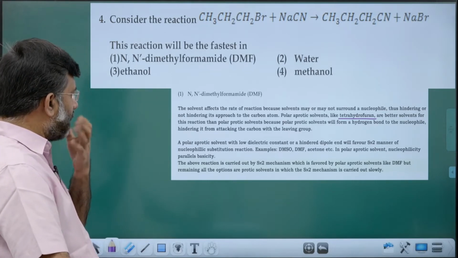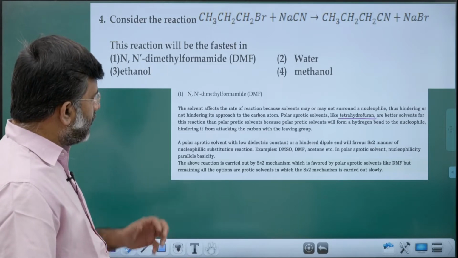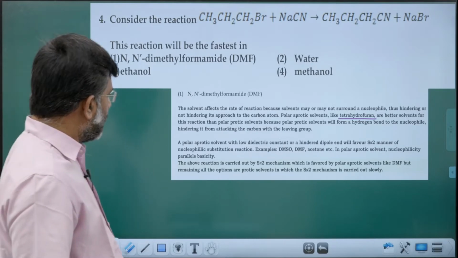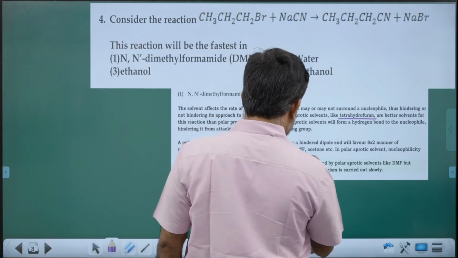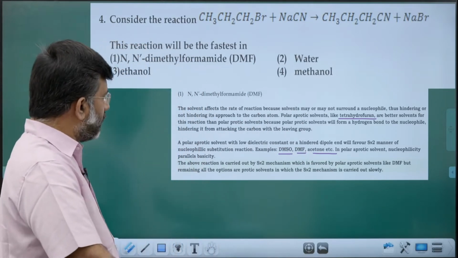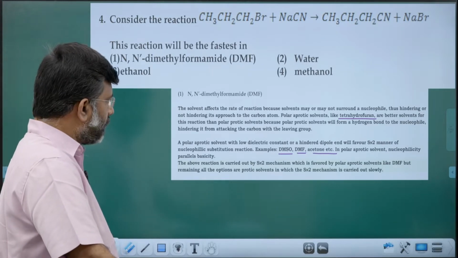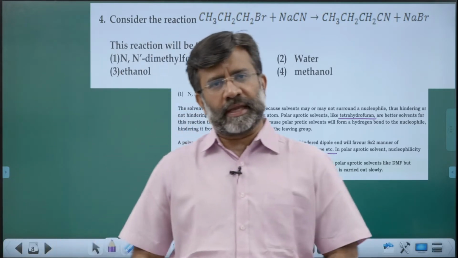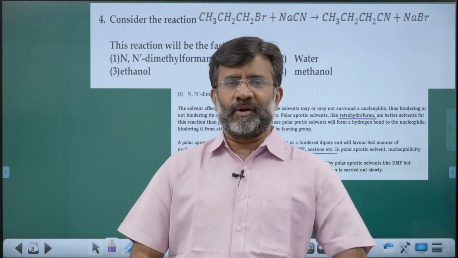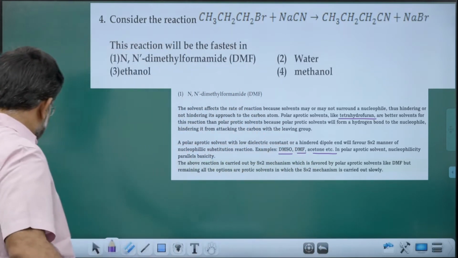A polar aprotic solvent with a low dielectric constant or a hindered dipole end will favor the SN2 manner. Examples: DMSO, DMF, acetone, etc. In polar aprotic solvent, nucleophilicity parallels basicity. See, the reaction is an SN2 mechanism and it is favored by aprotic solvent, and only one aprotic solvent is given, and that is the answer. Next one.